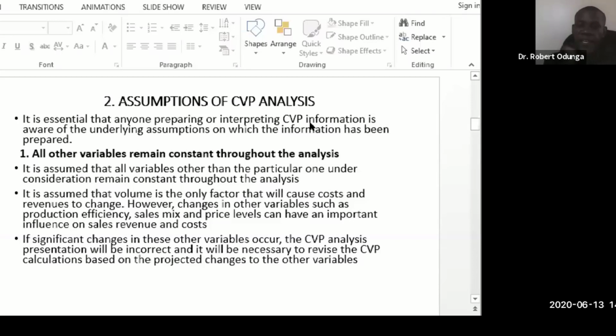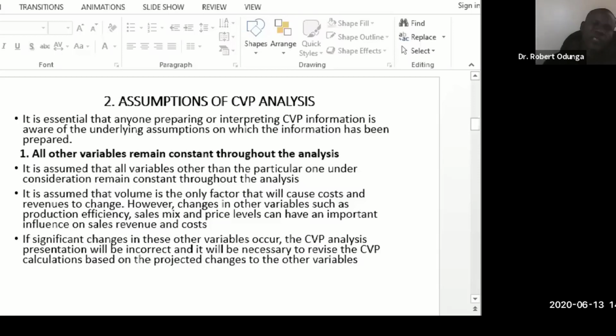We can have a price fixed in a short run. But in a long run, that is not possible because you understand the economies are changing and all that. So you can fix your prices in a short term, but not in a long run. So this is a very critical assumption. It is assumed that all variables other than the particular one under consideration remain constant throughout the analysis. All variables remain constant throughout the analysis. So this assumption has to hold.